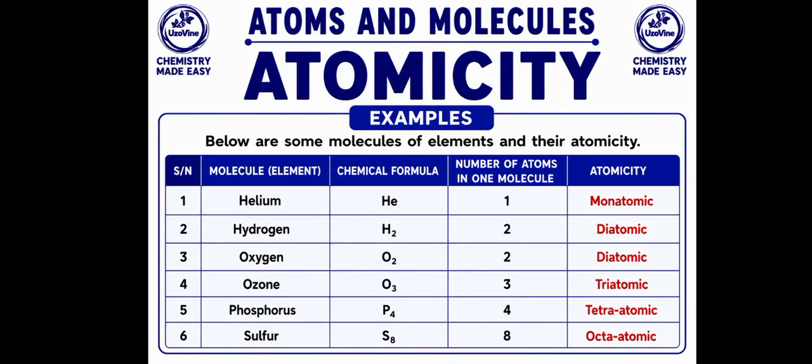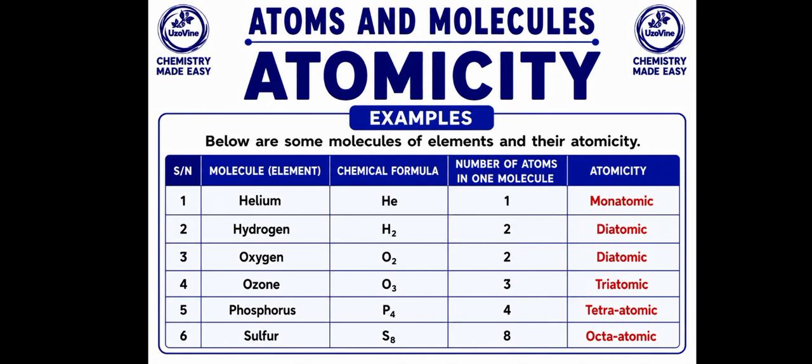Now let's look at examples. Looking at the table, the number one element is helium. The chemical formula is He. Looking at it, you see that the number of atoms in one molecule of helium is 1. So we say it is monatomic.